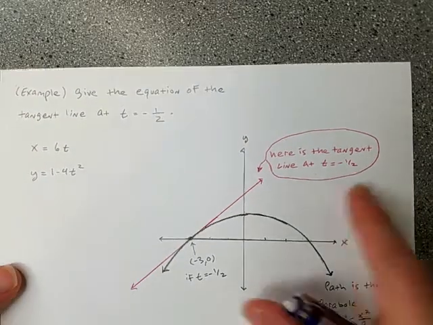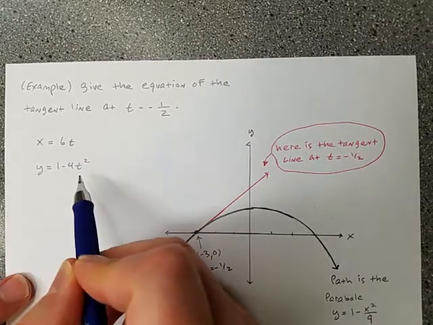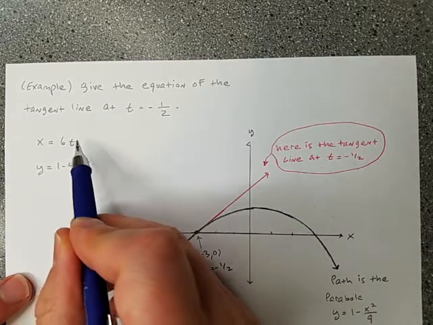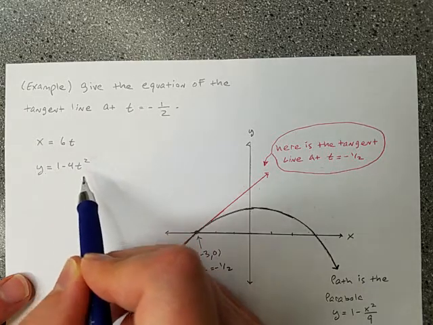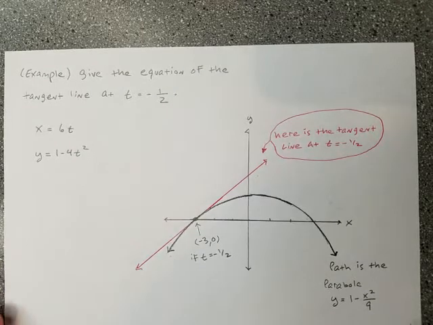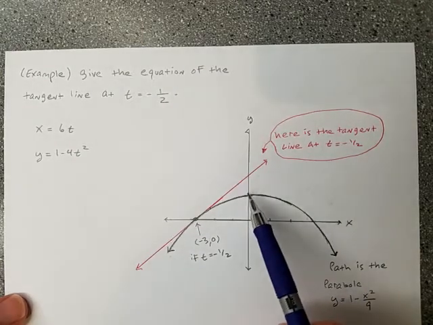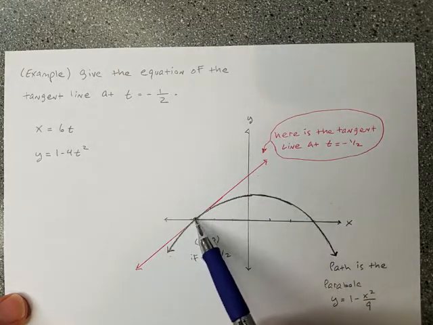The path this time, though, is a parabola. y is 1 minus x squared over 9. That's not too hard to get. It's not hard to eliminate t from these. If you solve this for t, it would be x over 6. And if you put it in there, then that's what you're going to get. All right. It's a parabola whose vertex up here is at 1, has an intercept here at 3, and another one over there at negative 3.